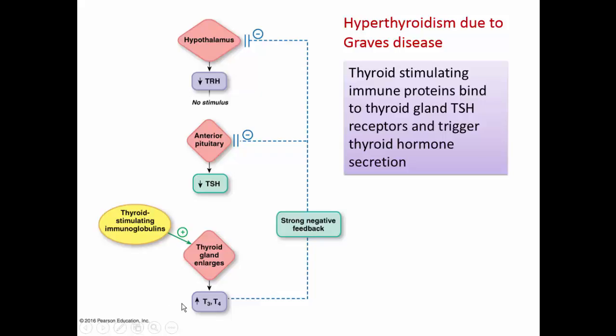So we have uncontrolled production of T3 and T4, which results in very high levels of circulating T3 and T4. This results in strong negative feedback, both to the anterior pituitary and the hypothalamus. So as a result, we have low levels of TRH secreted and low levels of TSH secreted.